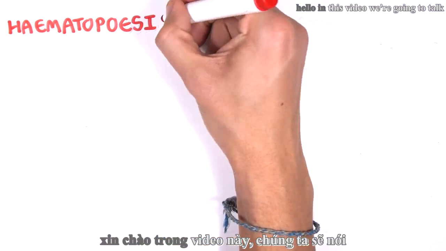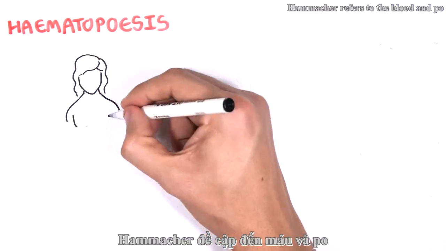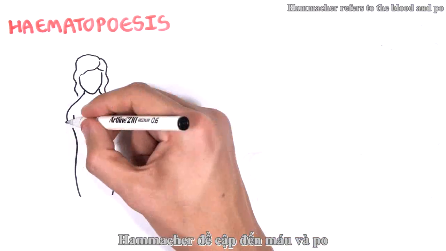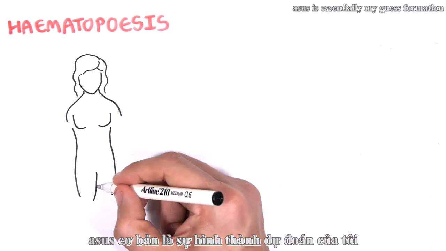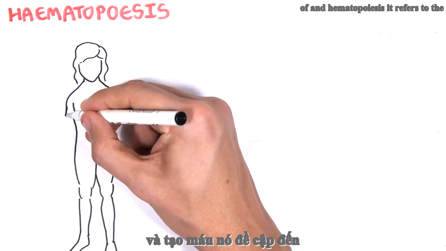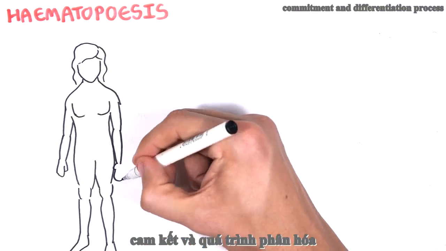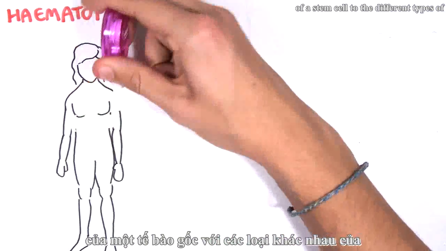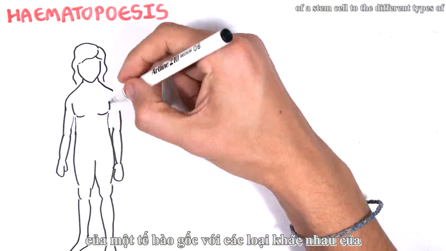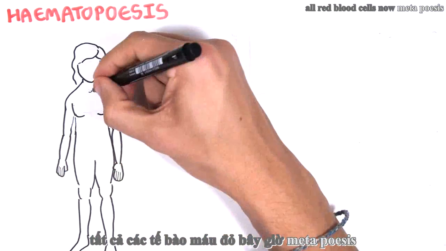Hello, in this video we're going to talk about hematopoiesis. Hematopoiesis, as the name suggests, hemato refers to the blood, and poiesis is essentially formation of. And hematopoiesis refers to the commitment and differentiation process of a stem cell to the different types of cells we find in the blood. For example, our red blood cells.